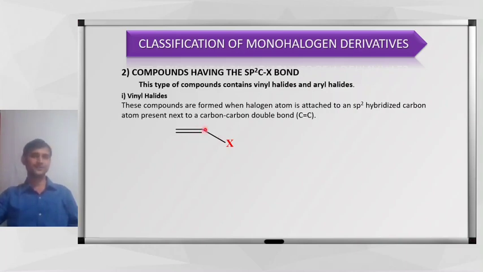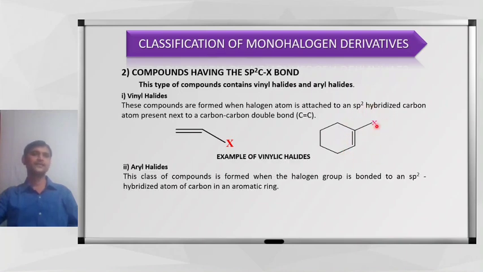See, this is the sp2 carbon atom. This X group is attached to an sp2 hybridized carbon atom. If you see the example, you will understand that it is an alkene system, this is CH2=CH, and the halogen group is attached directly to this carbon atom. This kind of system is called a vinylic system. This is also a vinylic system. Example of vinylic halides.